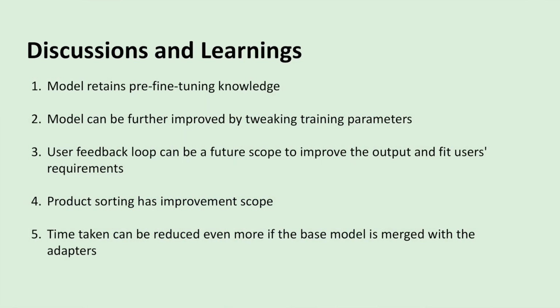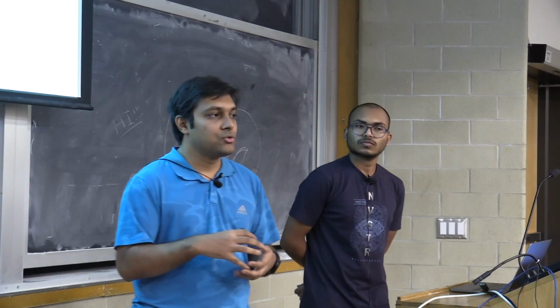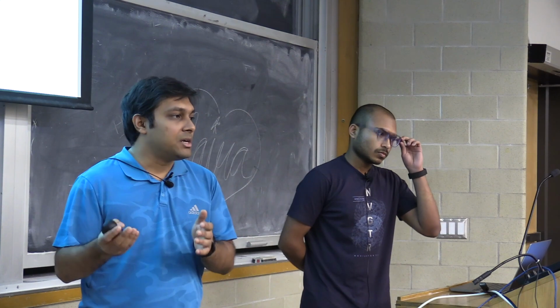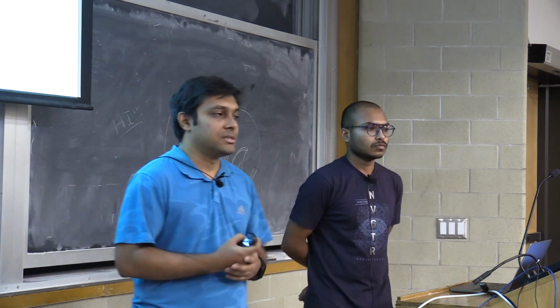The product sorting can be improved a bit. And finally, our model takes 2 minutes to give the output. But we can use merge and unload, a function that merges the adapter weights and the base model together into a final model, which can reduce the inference latency a bit.